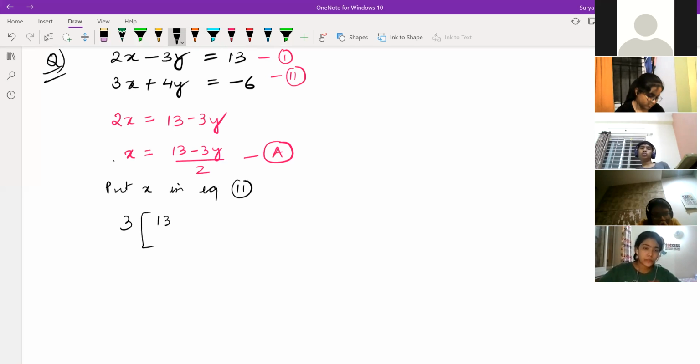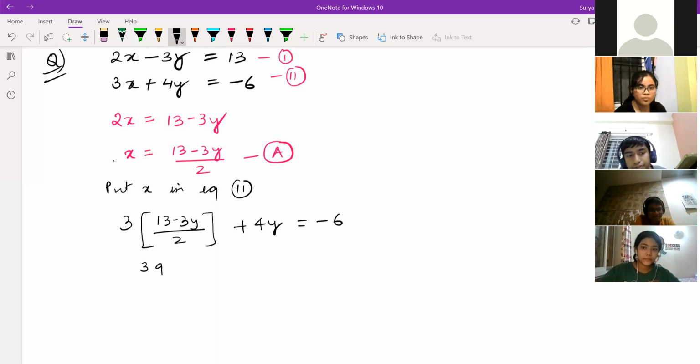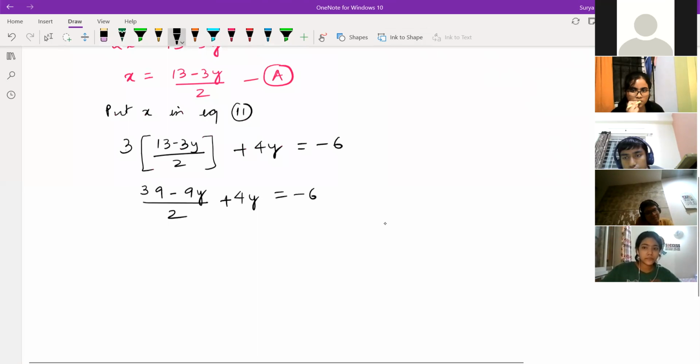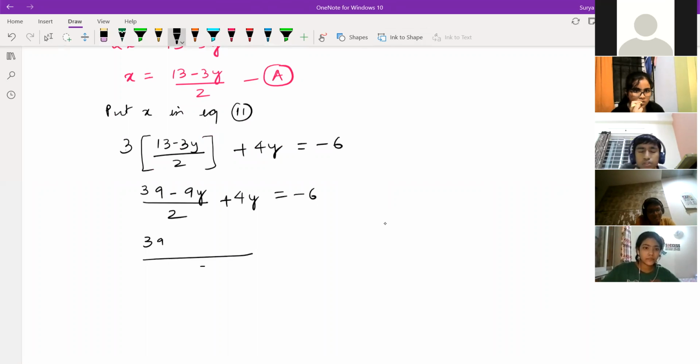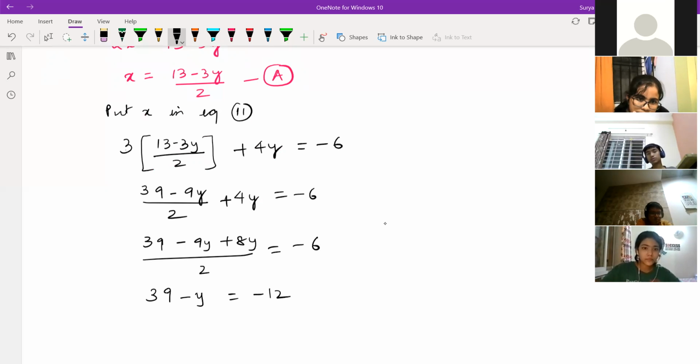So 3 into 13 minus 3y divided by 2 plus 4y is equal to minus 6. Now we multiply 3 inside. What will you get? 39 minus 9y divided by 2. Mute your mic. So for 39, take the LCM over here, 2 is the LCM. 39 minus 9y plus 8y is equal to minus 6. It's clear? So 39 minus y is equal to minus 12.